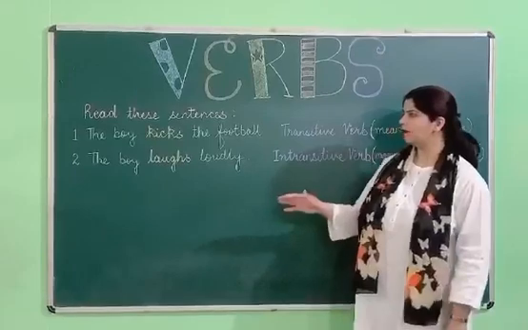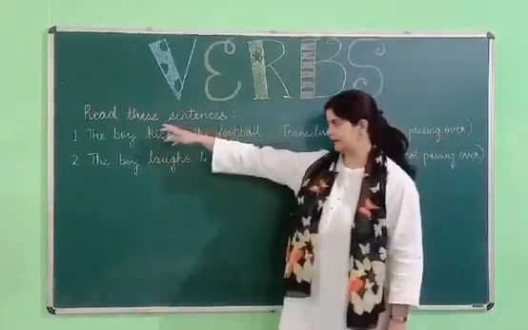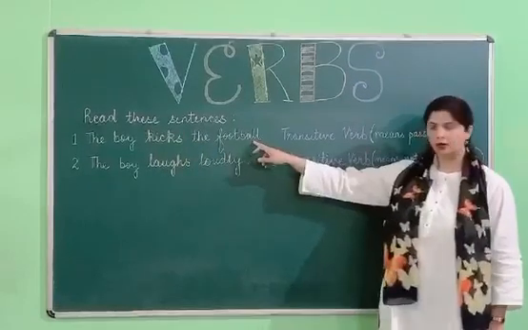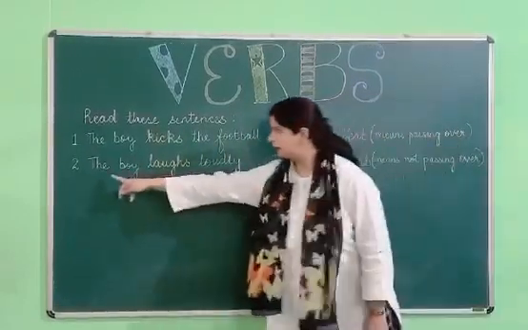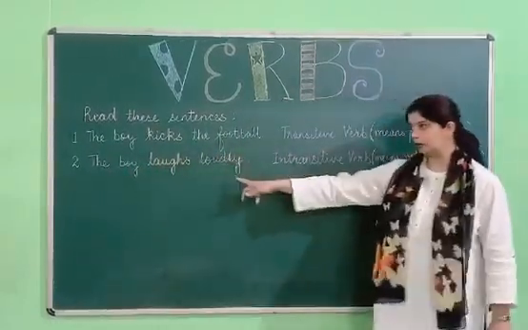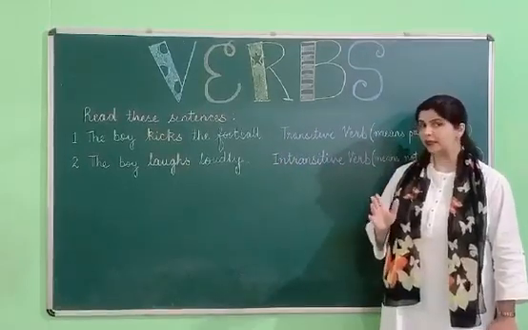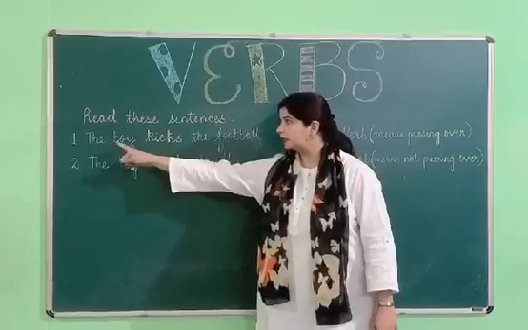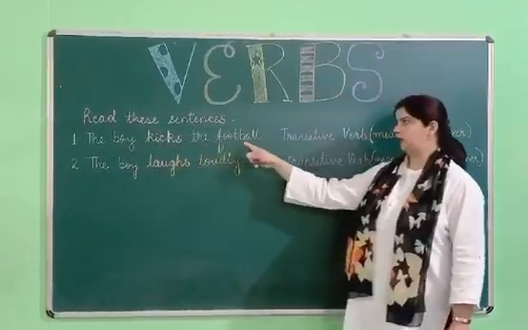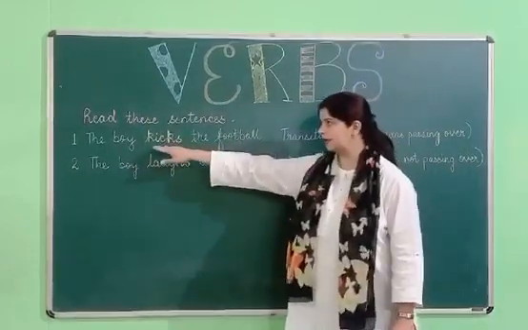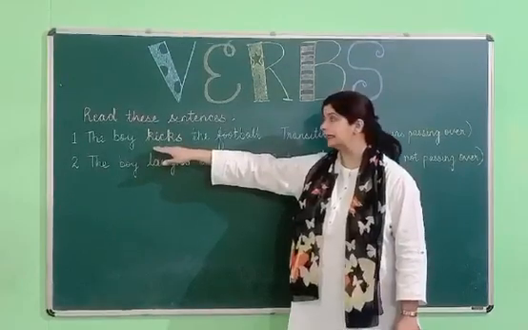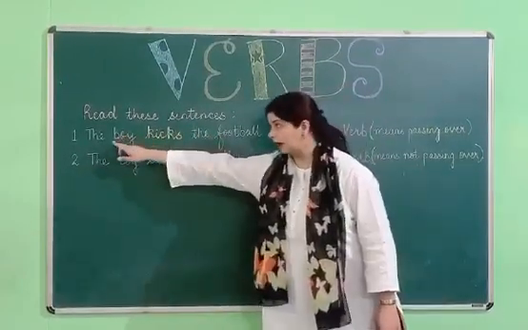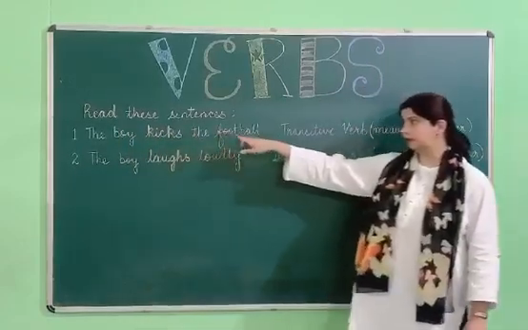Children, now I want you to read these two sentences. Number one, the boy kicks the football. Number two, the boy laughs loudly. Read the sentences a little more carefully and see that in the first sentence, the boy kicks the football. Where is the action happening? It's happening in the word kicks. But what is happening? The boy kicks the football.